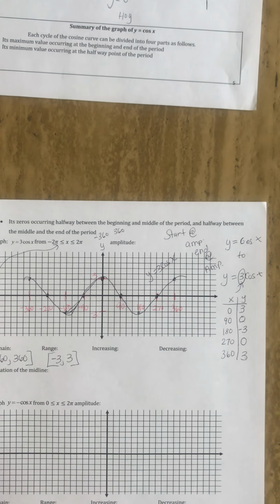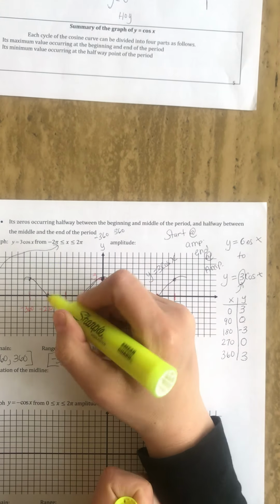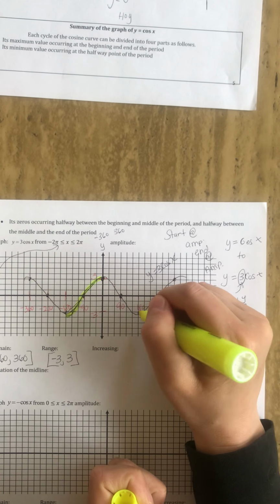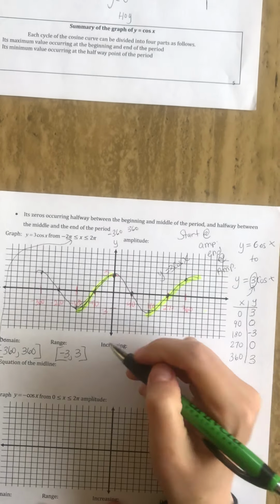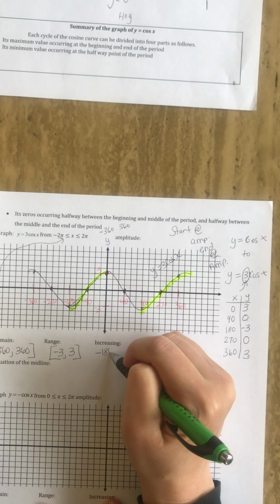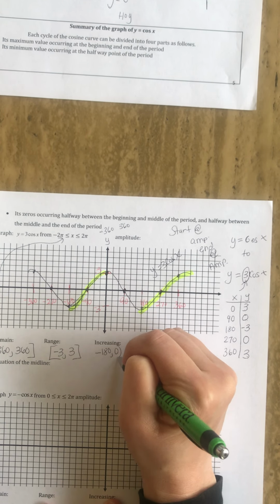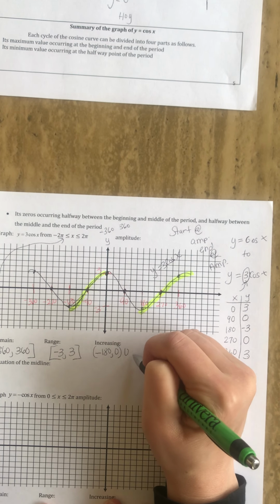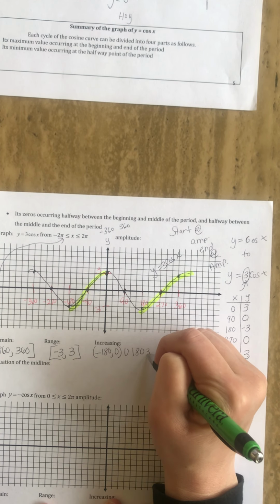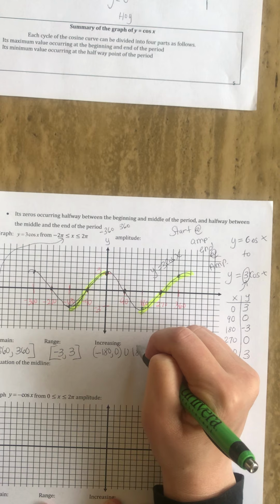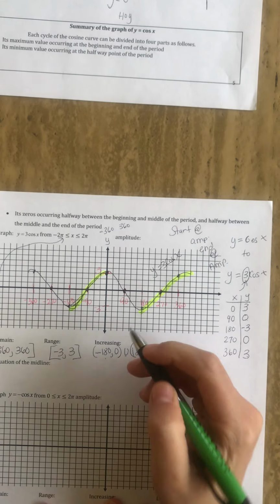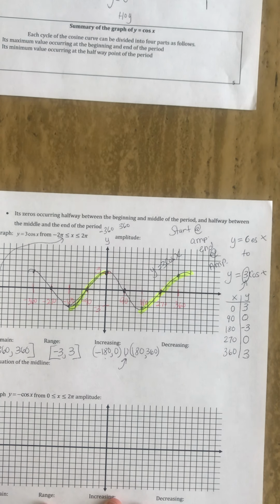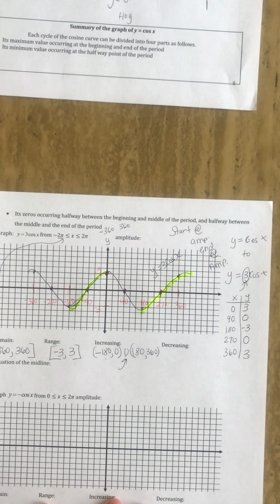It's increasing. You guys can see it's increasing again at 2 spots, from here to here, and here to here. So we have an increase from -180 to 0, union 180 to 360. And you can just write "and," or you can write both of them down. This just means that they include both of them, the union of the two.